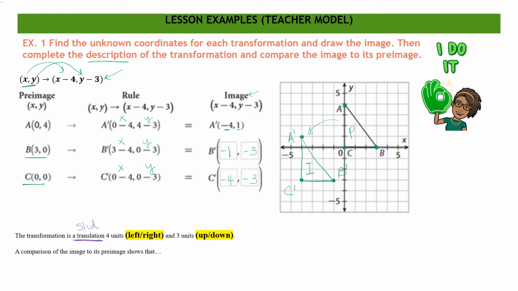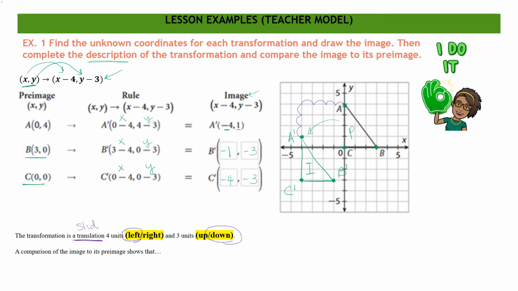But now we have to determine how many units it slid. We can do that by just focusing on one point. I'm going to focus on A. How many units did it move? Did it move 4 units to the left or right? Here it shows me it moved 1, 2, 3, 4 units to the left first, right? And then 3 units, did it move up or down? It shows me here in the picture, 1, 2, 3 units down. So 4 units to the left and 3 units down.